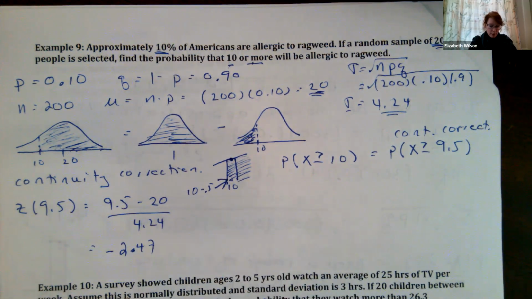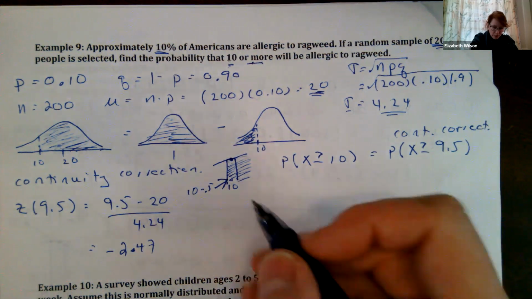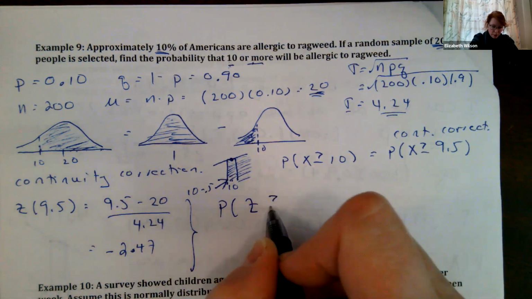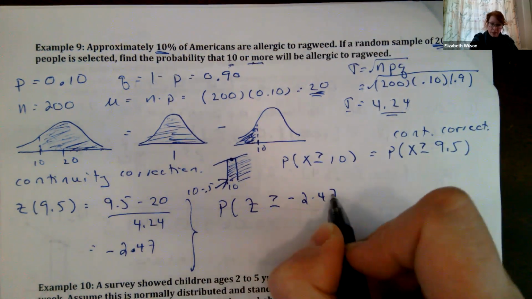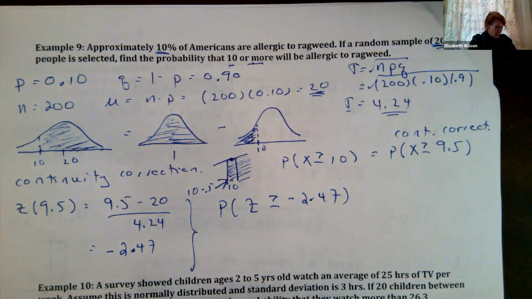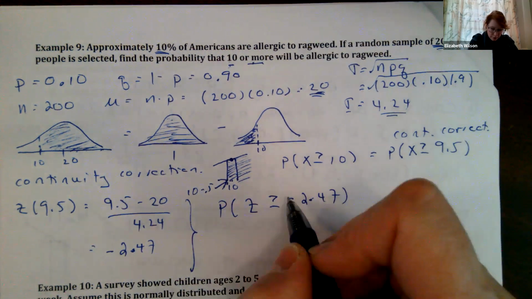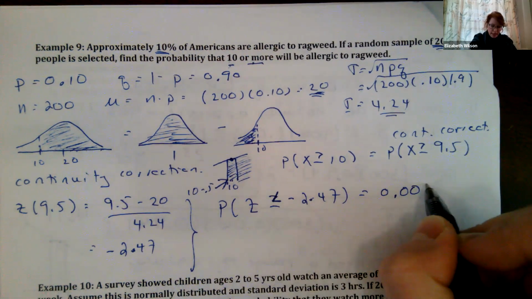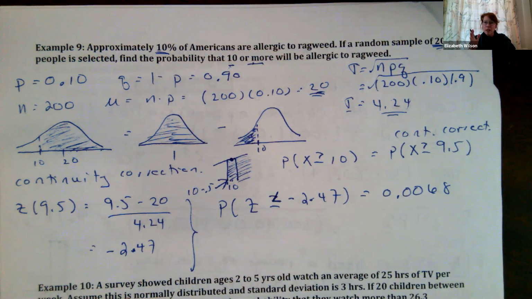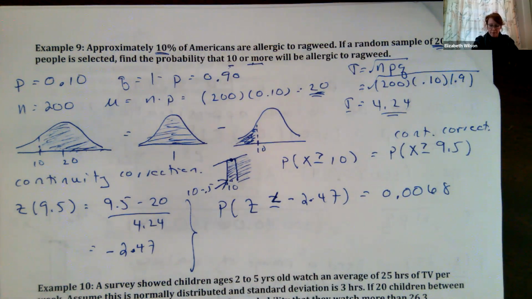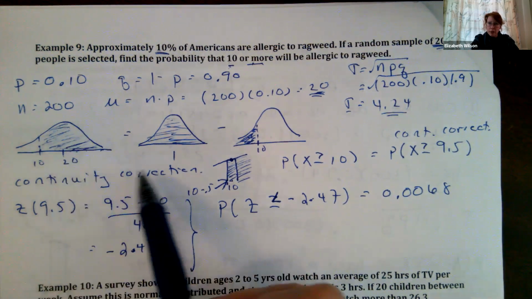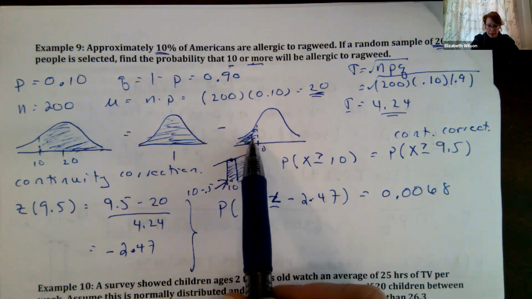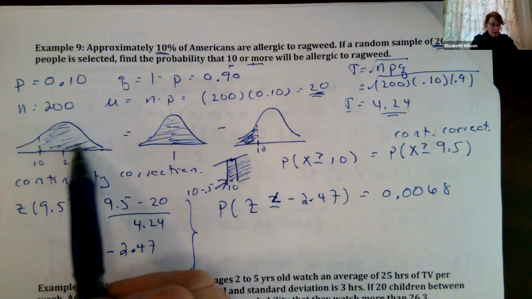I'm going to look it up on my z table, and it's going to give me a probability. So the probability that z is less than or equal to minus 2.47, because remember, that's our table, is equal to 0.0068. Our table tells us probabilities that are less than or equal to that value. Because I want more than that, we're going to subtract this from 1. So we just found this value here, which is 0.0068. We have to subtract it from 1 to find this value right here.